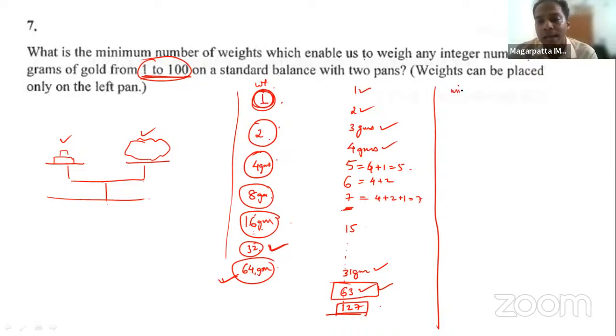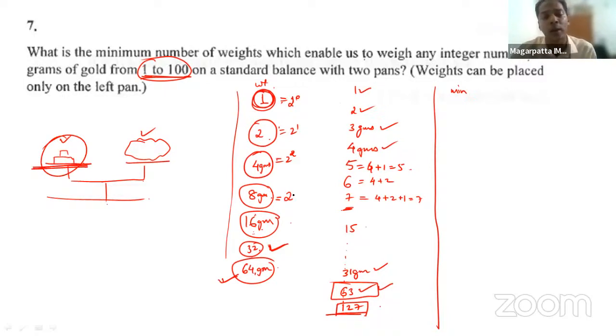Okay, just to clarify, someone is saying I think if you've not got the trick, this is 1, this is 2 raised to the power 1, 2 raised to the power 0, 2 square. So if you're allowed to keep weights only on one side and you want to calculate the minimum number of weights, take all weights to be powers of 2 and see how many minimum powers of 2 are required. That is what the trick is. Yes, you're absolutely right. So for minimum weights, basically you'll take powers of 2 if you're only allowed to keep on one side.